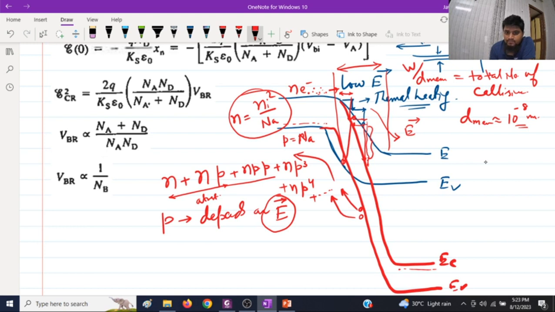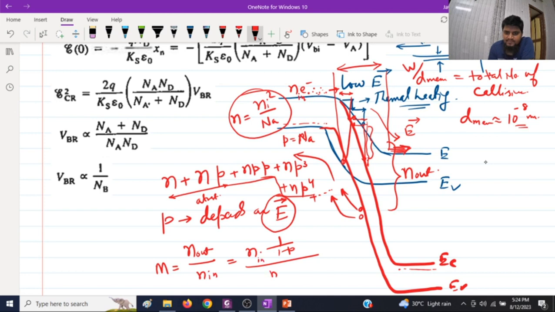So let's assume n out is the total number of electrons coming into this n region, divided by n in, the input to the junction. That is called the multiplication factor, by how many factors the carriers have been multiplied. That will be the sum of all these, equal to N into 1 by 1 minus P, as the sum of a geometric series, assuming it goes to infinity. 100 is quite a large number. Divided by N in, it is equal to 1 by 1 minus P. So this is the multiplication factor, where P is dependent on the electric field.